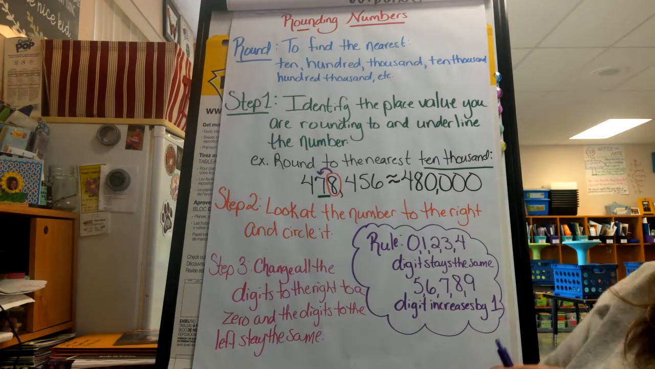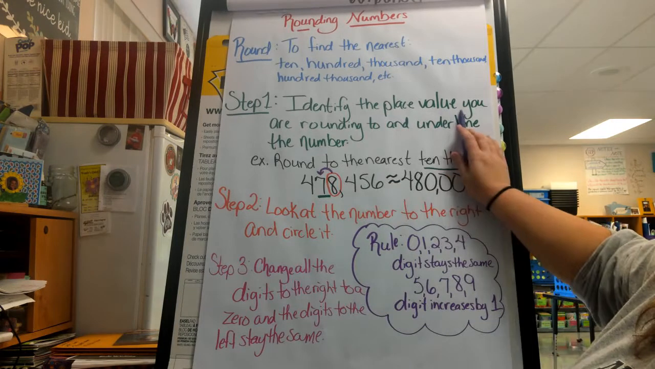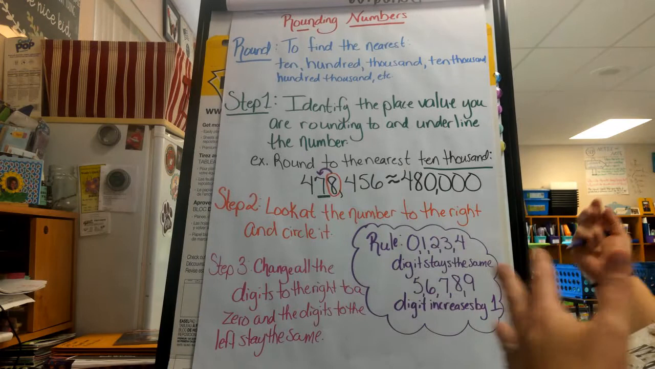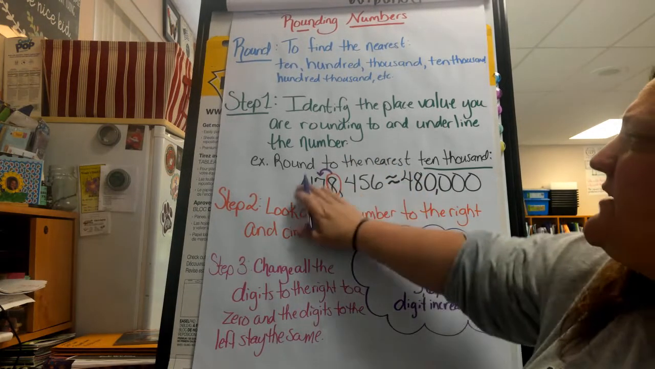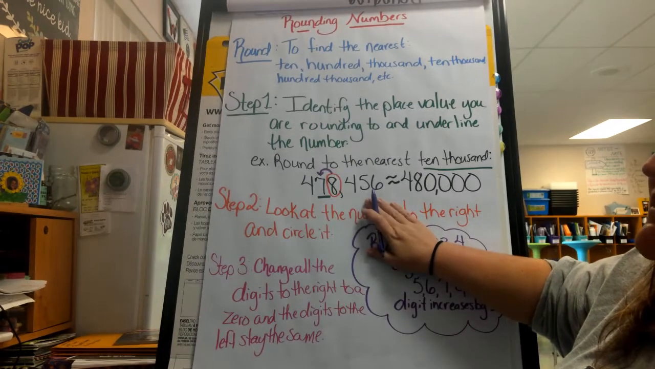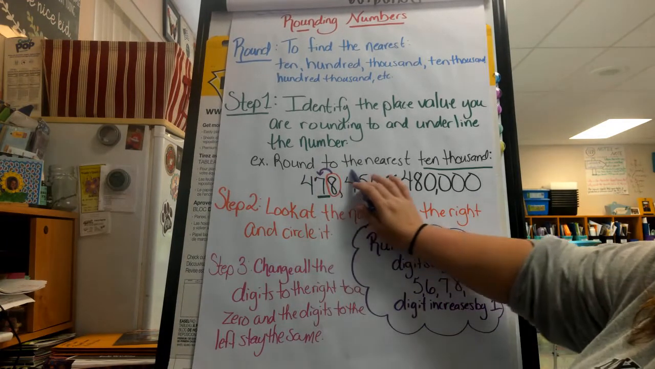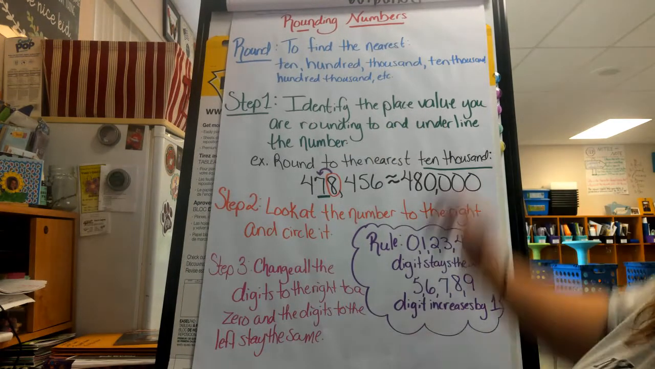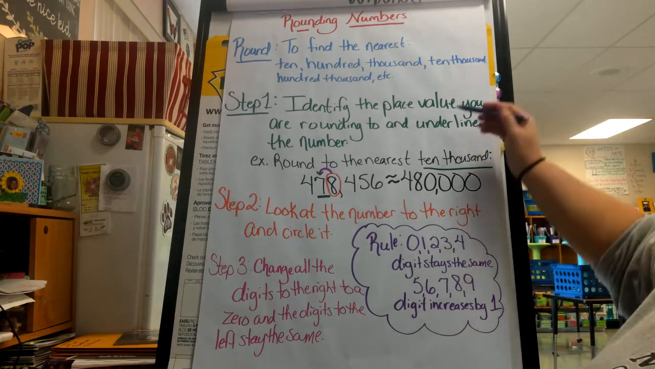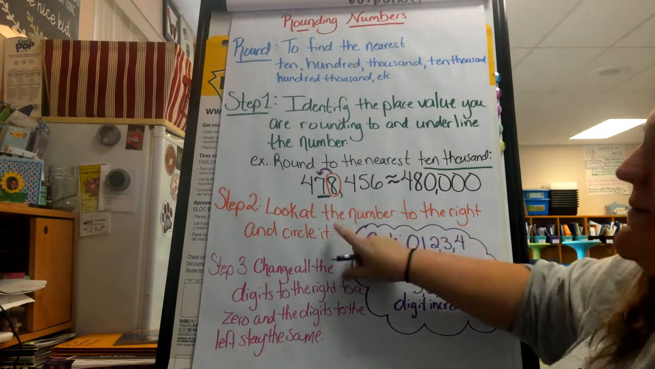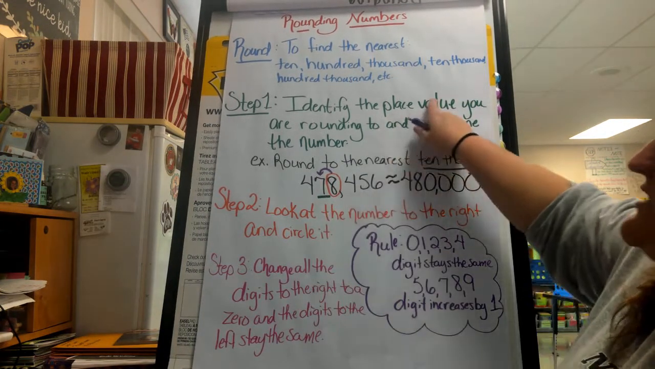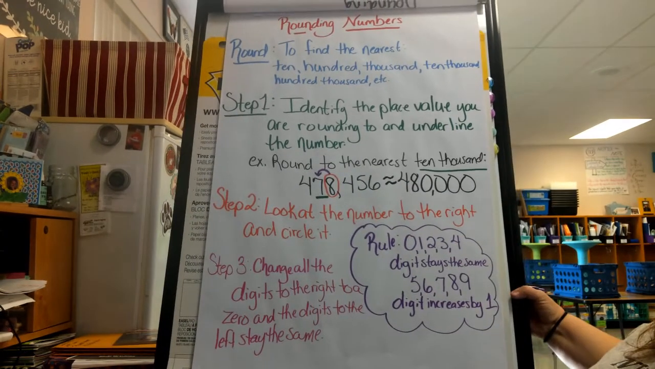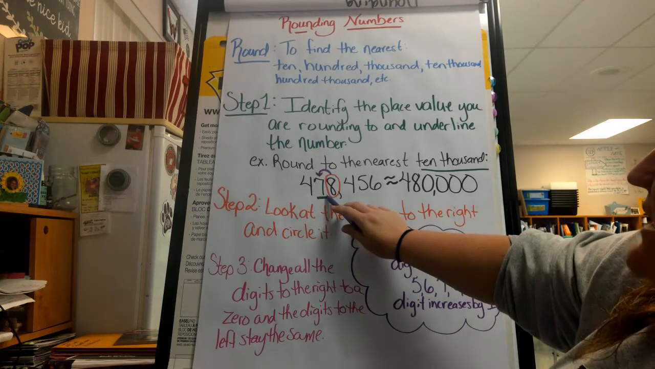So your very first step is to make sure you are identifying the place value you are rounding to, and then you're going to want to underline that number. So for example, if I have this number 478,456, I want to round this to the nearest 10,000. So my first step is to identify the place value and then underline it. Well, my 10,000s place is where my 7 is. So I'm going to underline it. And notice step 1 is in green. I've underlined in green so that way you can clearly see what step we are on. Okay, that's my first step.